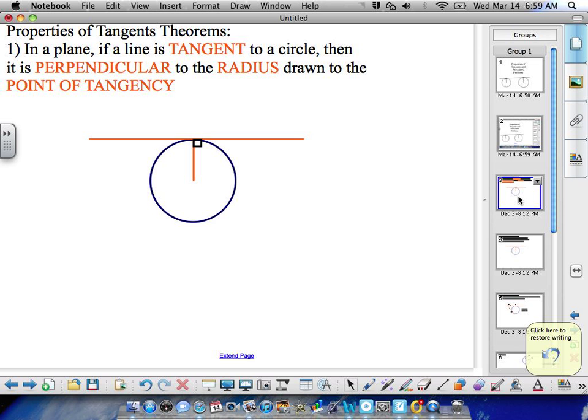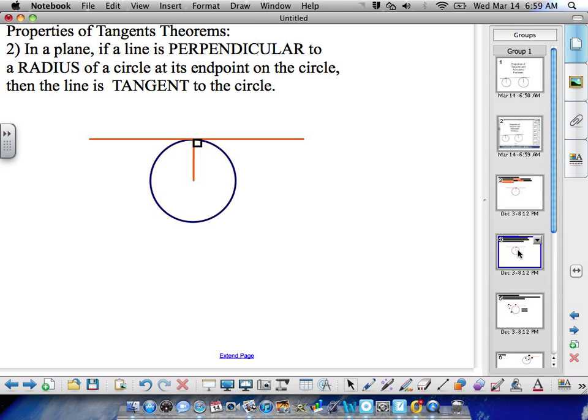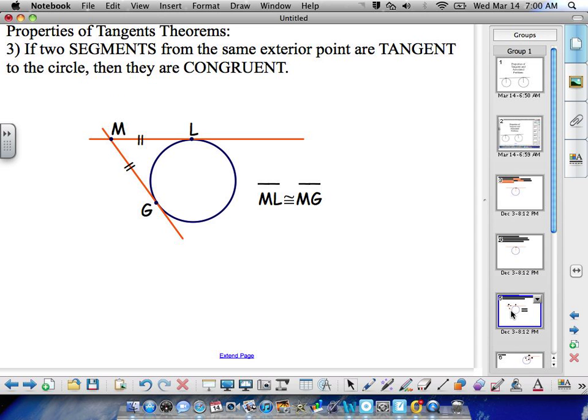Alright, our first property of tangents was that in a plane, if a line is tangent to a circle, then it is perpendicular to the radius drawn to the point of tangency. The second property is the converse. If in a plane, a line is perpendicular to a radius of a circle at its endpoint on the circle, then the line is tangent to the circle.